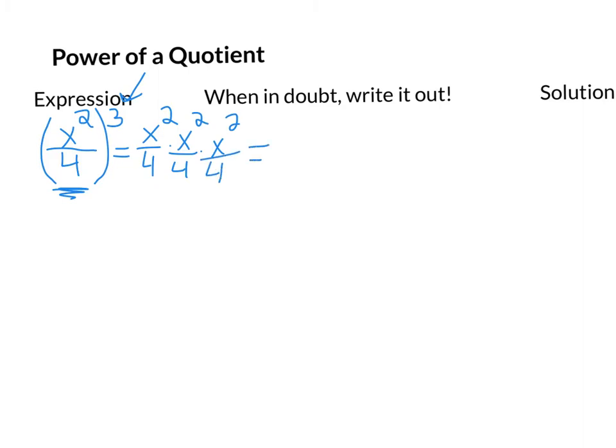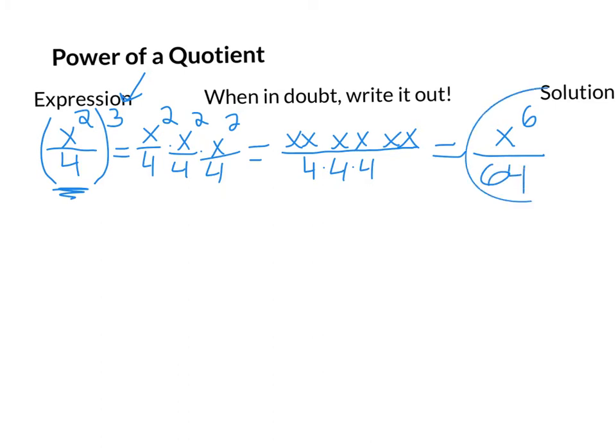And a reminder, when you multiply fractions, you just multiply straight across. So I kind of just turn this into one big fraction bar. So x squared, x times x, x times x, x times x. And then I have 4 times 4 times 4. So in the numerator, it becomes x to the power of 6, and then 4 times 4 times 4 is 64.